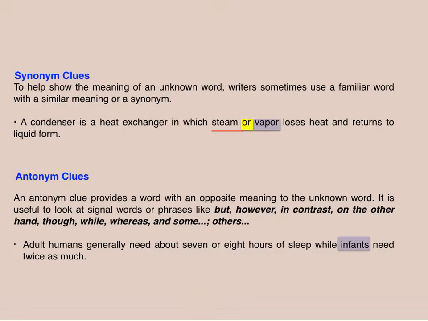Antonym clues. An antonym clue provides a word with an opposite meaning to the unknown word. It is useful to look at signal words or phrases like but, however, in contrast, on the other hand, though, while, whereas, and some others. Here's a sample sentence. Adult humans generally need about 7 or 8 hours of sleep, while infants need twice as much. So the highlighted word is infants, and the key signal word here is while. So adult humans is the opposite of infants.